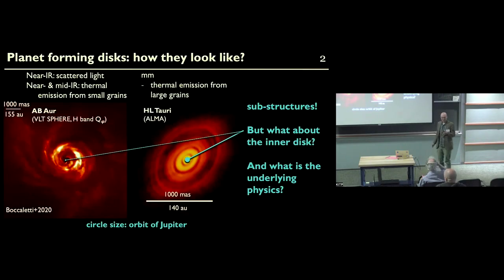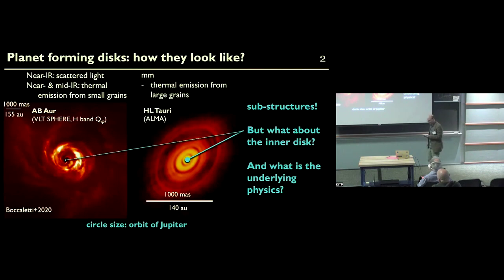I'm very much interested in how planet-forming disks look, and in the last decade, amazing results came up from, for example, the SPHERE and ALMA observatories that revealed there is a lot of substructure in these disks, and much can be learned about what physical processes can cause these substructures. But the inner disk remains unresolved in these observations. For example, these circles denote the orbit of Jupiter on these pictures.